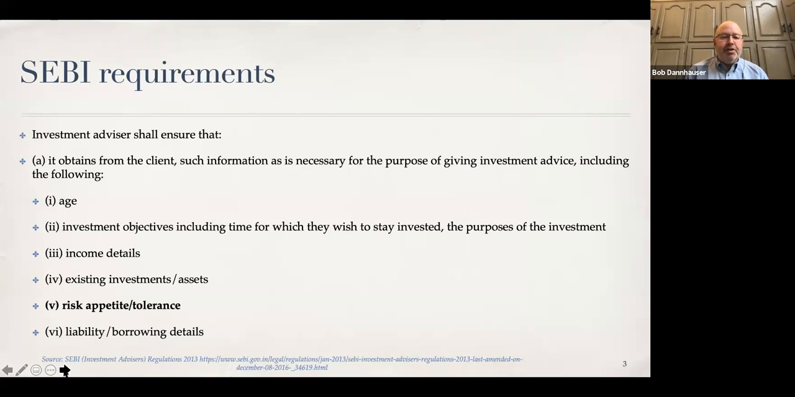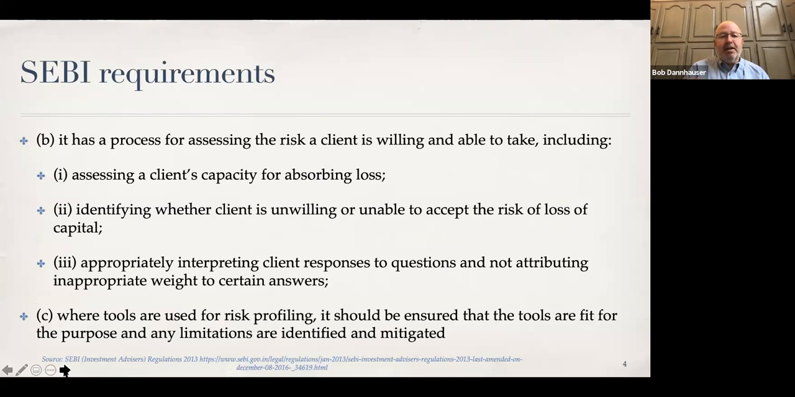I've highlighted Roman numeral number 5, risk appetite and tolerance. Interesting that SEBI requires this, but they don't go out of their way to define just exactly what it is that they're looking for. It's understood that people know that it's important to understand their clients' or their prospects' appetite or tolerance for risk, but everyone kind of shies away from talking too specifically about what that might be. And again, I'm not singling SEBI out here. In fact, they're much more explicit than most other regulators, who don't even necessarily go into more detail than we see on these following pages here.